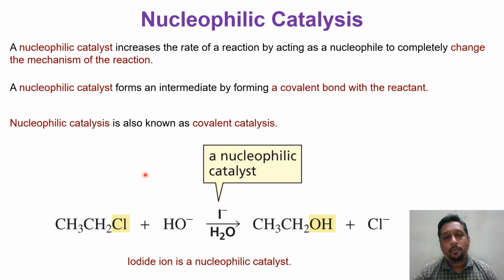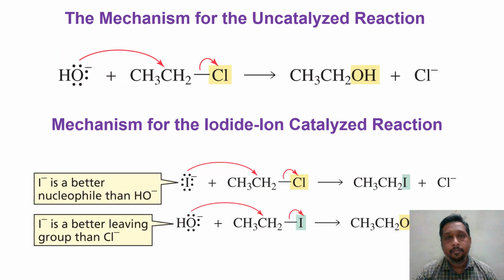Let us look at an example, the conversion of ethyl chloride to ethanol using iodide as a nucleophilic catalyst. And let's look at how this iodide is working as a catalyst and increases the rate of a reaction. In general, the mechanism for an uncatalyzed reaction for the conversion of ethyl halide to ethanol is just a typical SN2 displacement to get the desired product.